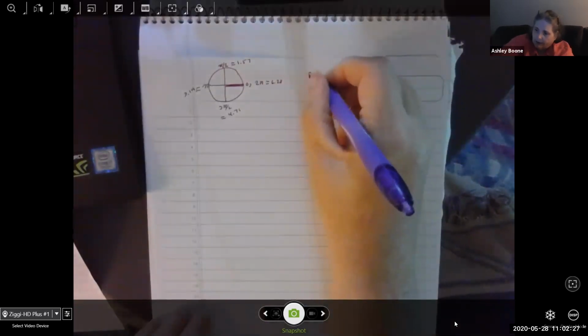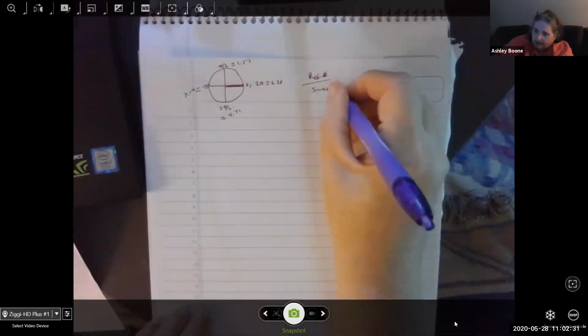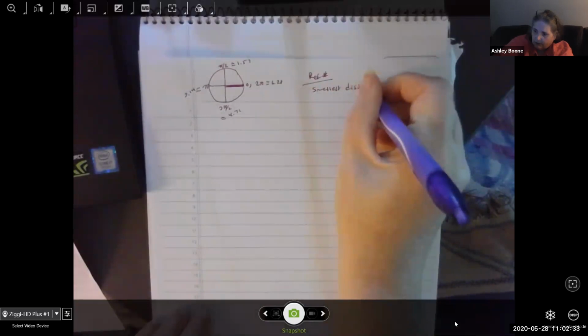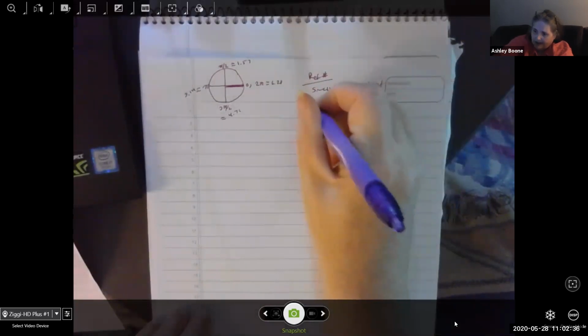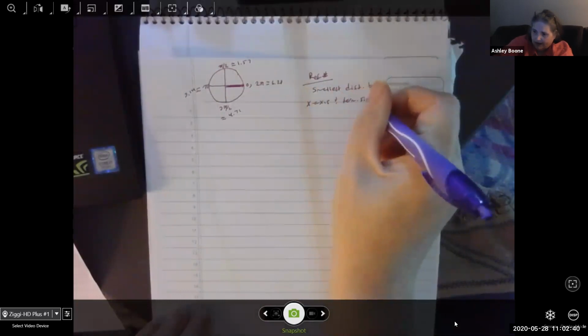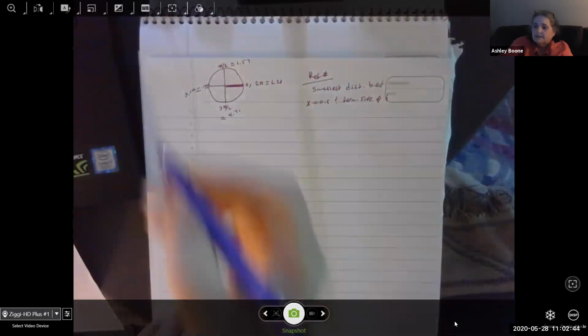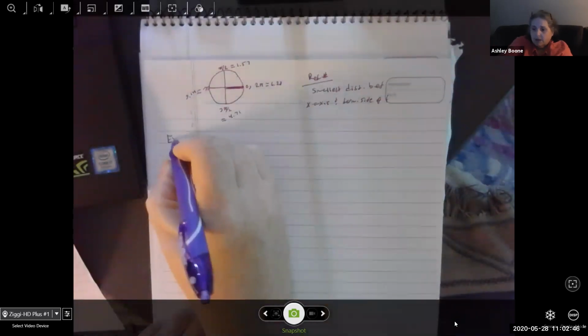Remember that the reference number is the smallest distance between the x-axis and the terminating side of t. So again, it depends on the quadrant. Let's look at a few examples here.